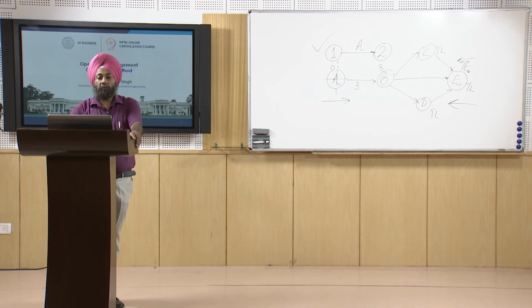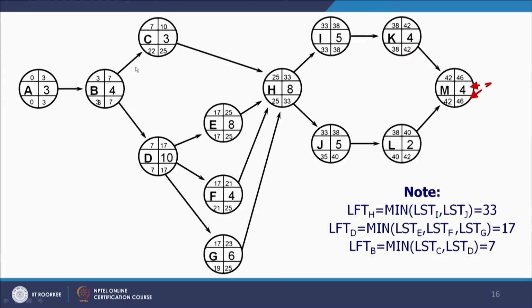Similarly for B also, we can see we have two options available here. As here we have taken the minimum value between 35 and 33, here also between 7 and 22, we have to take the minimum value. So the minimum value is 7 out of 7 and 22. So we can very easily do the forward calculation and the backward calculation also. Now how can we use this network?